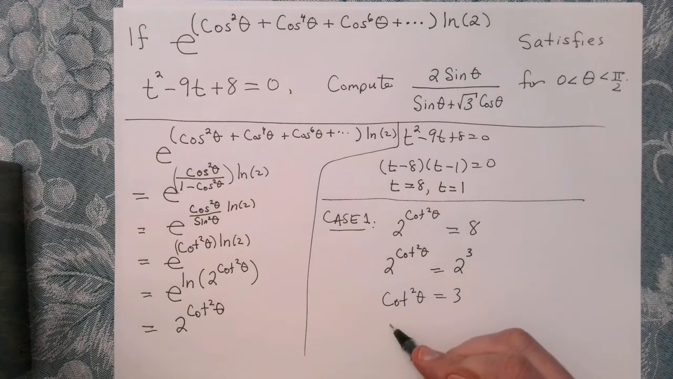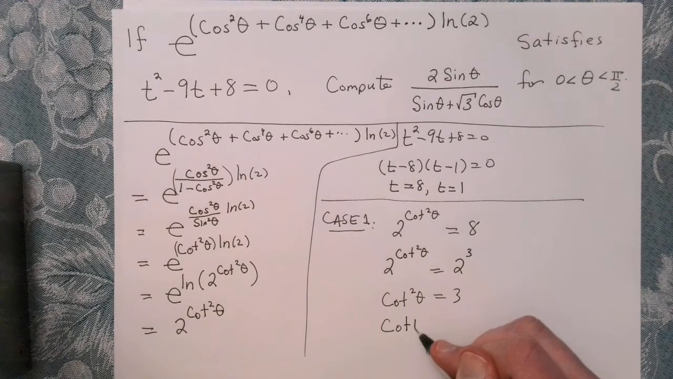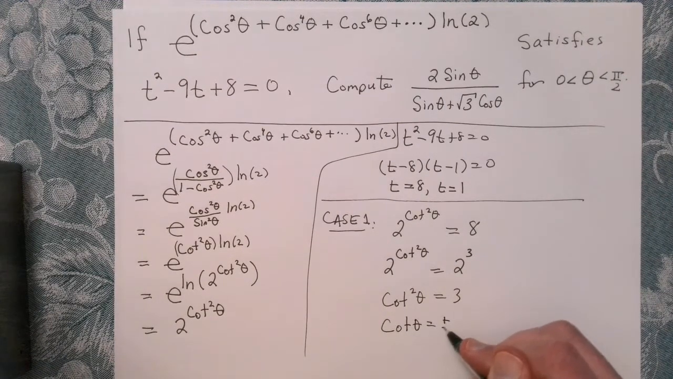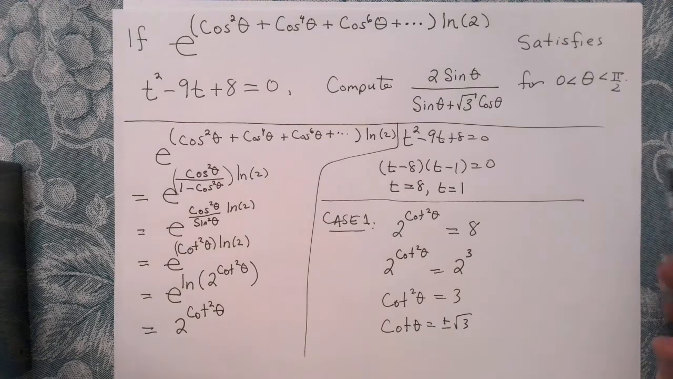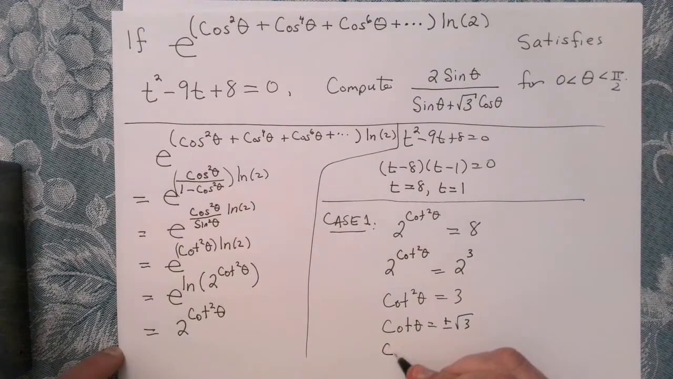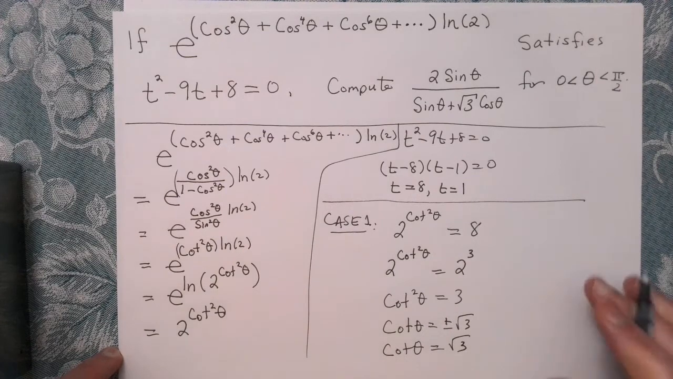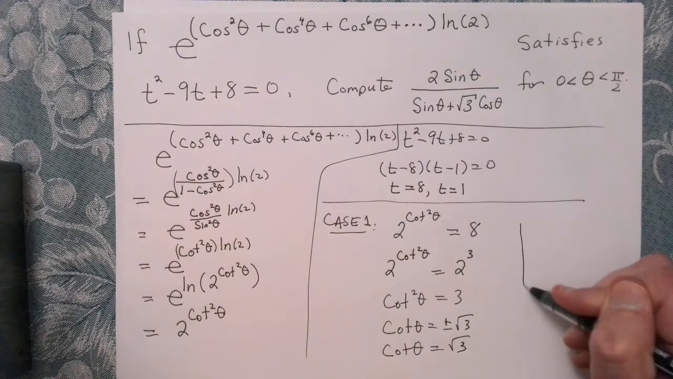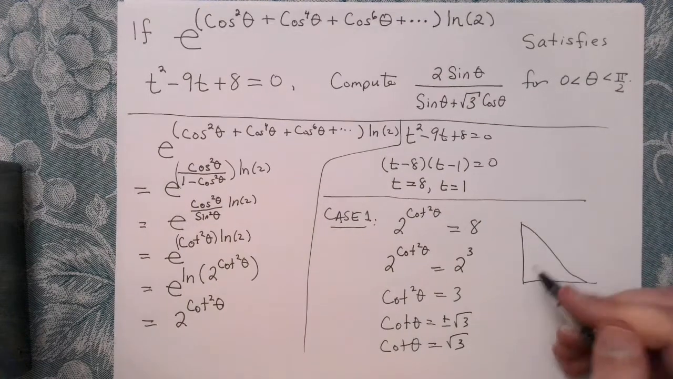Now if I take the square root, I will have plus or minus, but there's a condition that I want to be careful of. So the cotangent of theta is plus or minus radical 3. But minus doesn't make any sense because we're essentially stuck in quadrant 1. So we can think about this as the cotangent of theta is equal to radical 3. And then, of course, we can just use our triangle to get our hands on the angle.